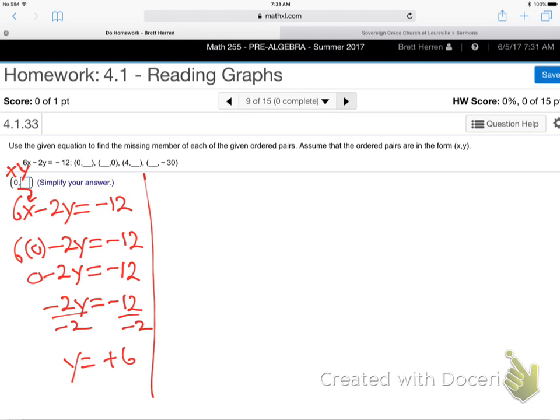Everybody good with that one? So next we start again and we take the second one in the list, which is blank, comma 0, like that. 6x minus 2y is minus 12. Try that one.